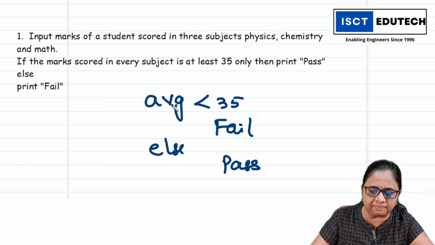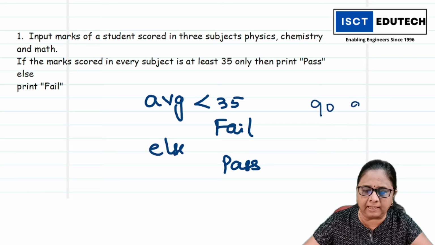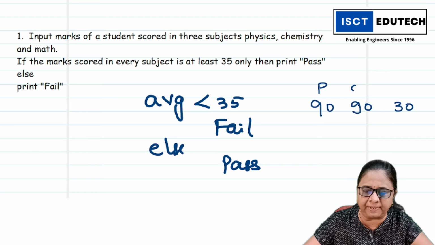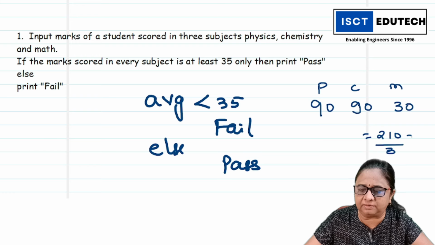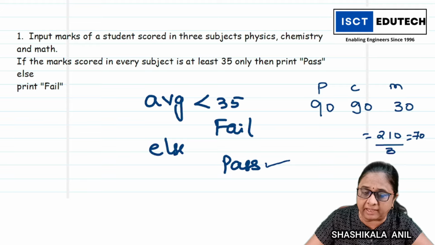Now, if you look at this particular example, suppose I give the input, like if I say 90, 90 and 30. Okay, assuming 35 is the passing marks. If I give 90, 90, 90, PCM, the average of this is going to be what now? 210 divided by 3 is going to be roughly around 70. So the result of this will be taken as pass.